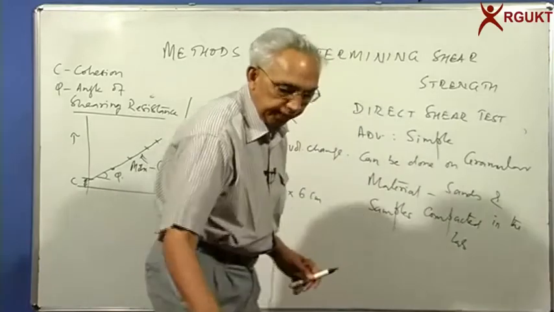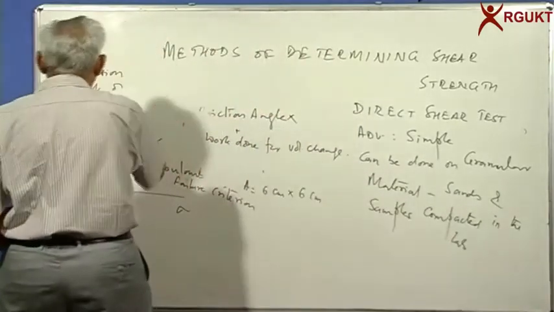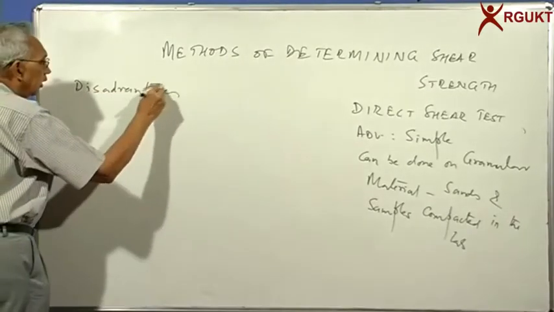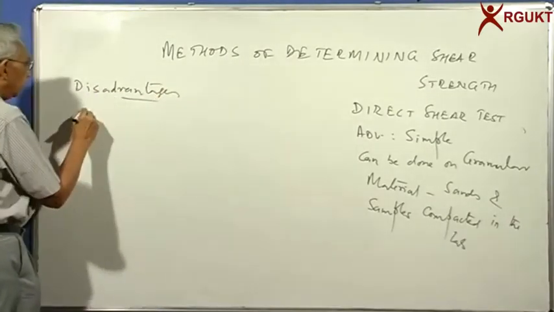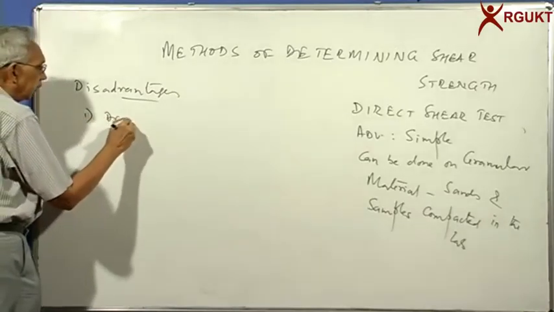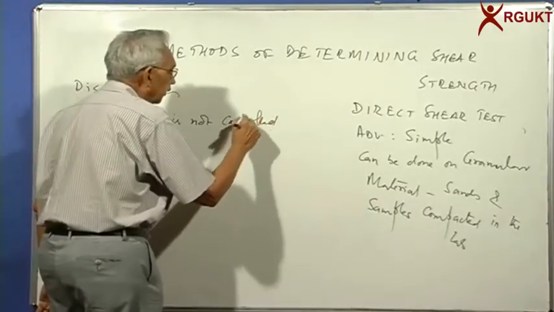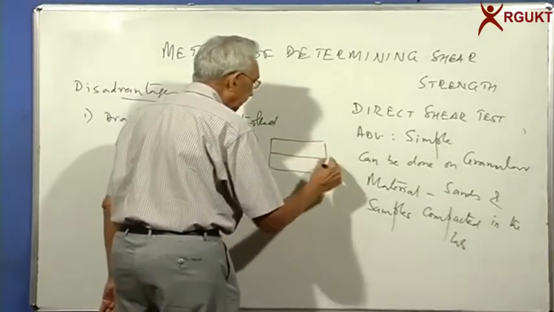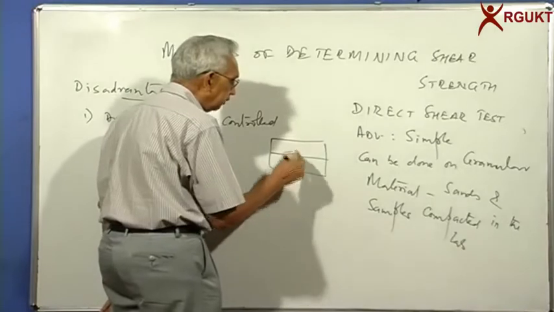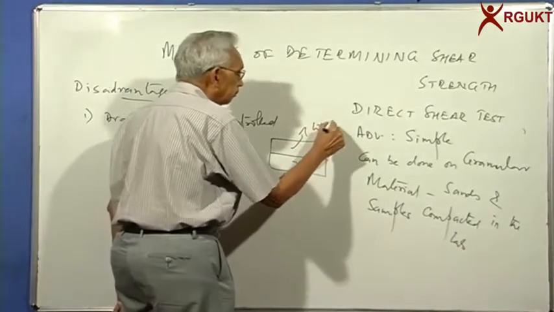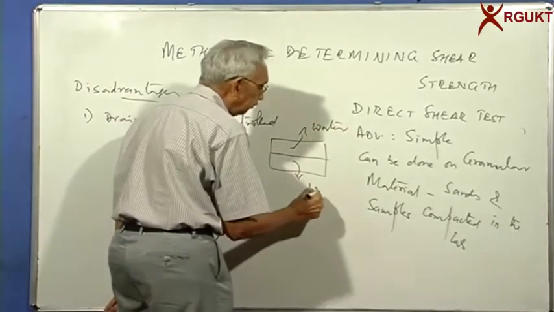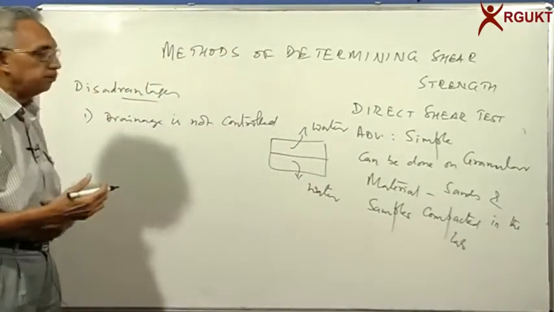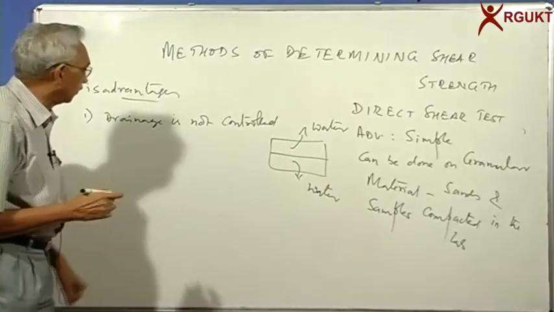The disadvantages of the direct shear test are, first, drainage is not controlled. So during the test, if it is a saturated or even partially saturated sample, a certain amount of water may escape. And there is no way we can control the flow. It will happen by itself and we cannot control it.